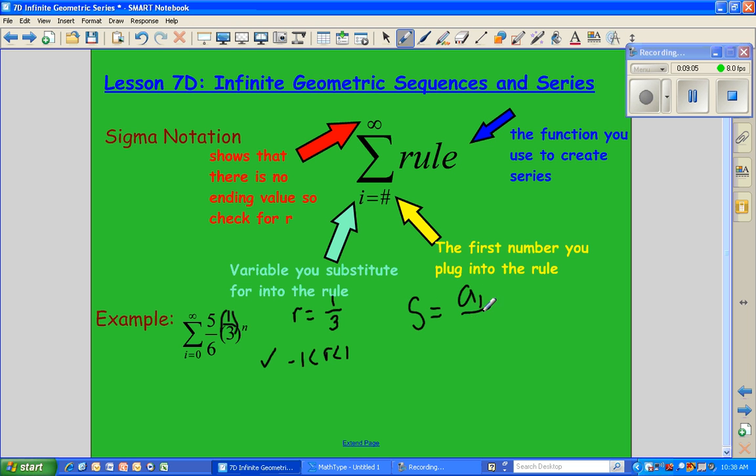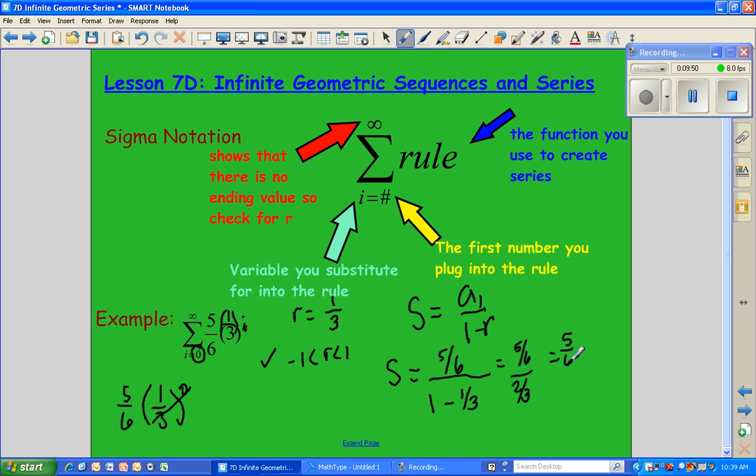S equals a sub 1 over 1 minus r. A sub 1, if you plug 1, your first term is going to be when you plug 0 into that. A sub 1 isn't just plugging 1 in, it's the value of the first term. And the way this sigma notation is written is our first term comes from plugging in 0 for i. So our first term is going to be 5/6. So we have 5/6 over 2/3.